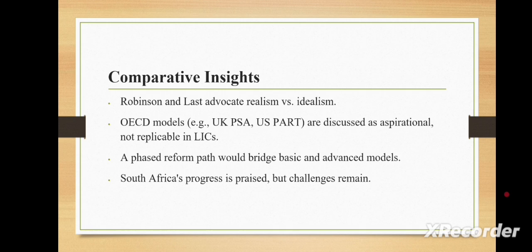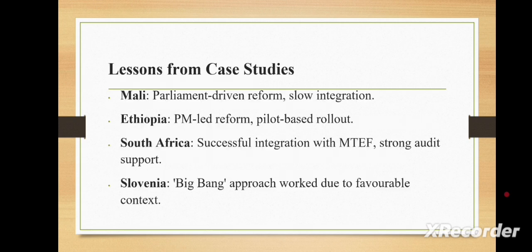Comparative insights. Robinson and Last advocate realism versus idealism. OECD models, for example UK PSA and US PART, are discussed as aspirational, not replicable in low-income countries. A phased reform path would bridge basic and advanced models. South Africa's progress is praised, but challenges remain.